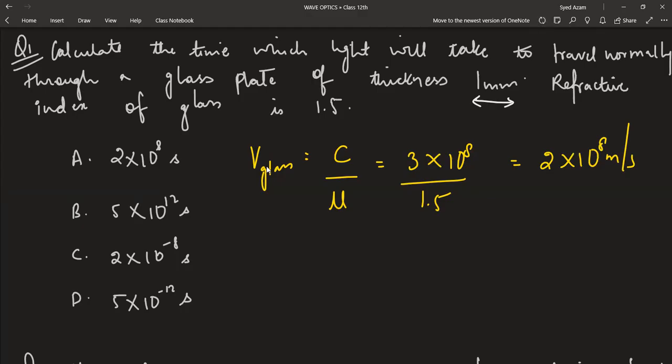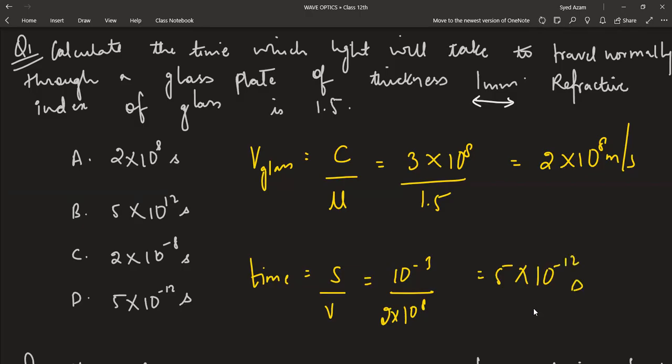Now, the basic simple formula from your class 11th kinematics. What is speed? Speed is distance by time, right? Correct option. Very good. So time will be equal to the distance by speed. Distance is 10 to the power minus 3, and the speed we've calculated as 2 into 10 to the power 8. So this will be 0.5, which gives 5 into 10 to the power minus 12 seconds. Correct. So the right option will be option B.